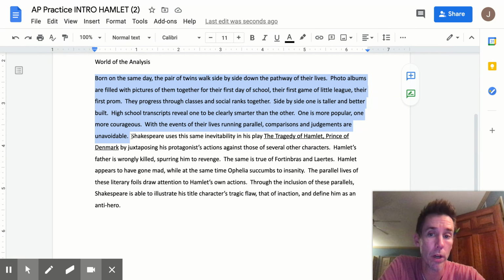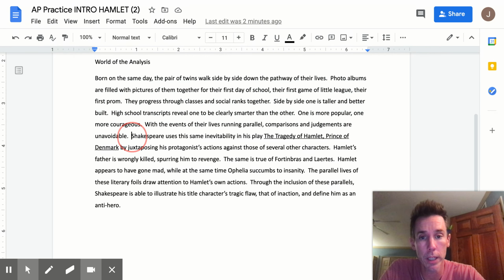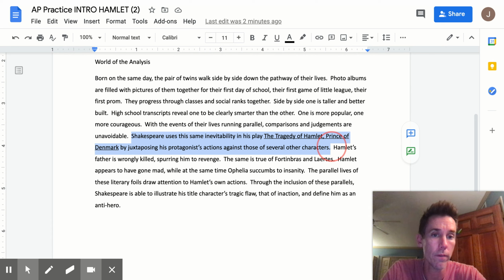So the information part transitions from the hook to the book. Shakespeare uses the same inevitability in his play, The Tragedy of Hamlet, Prince of Denmark, by juxtaposing his protagonist's actions against those of several other characters. So that's the transition from the hook to the book. Same inevitability, referring back to the hook, connecting it to what's going on in the play itself.